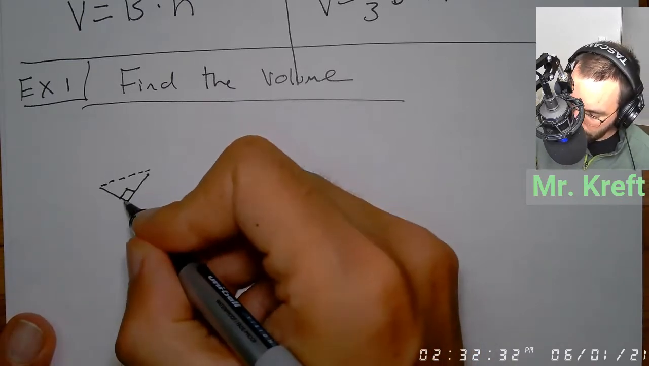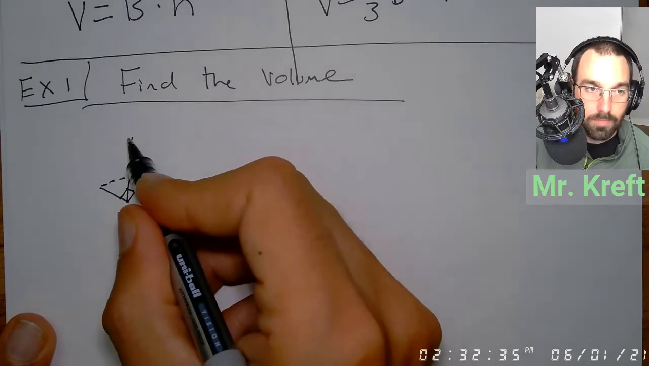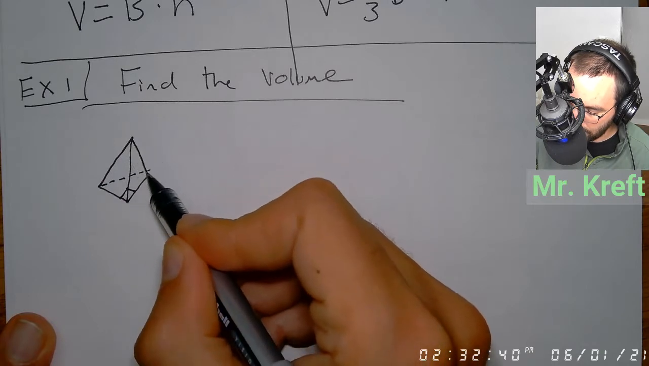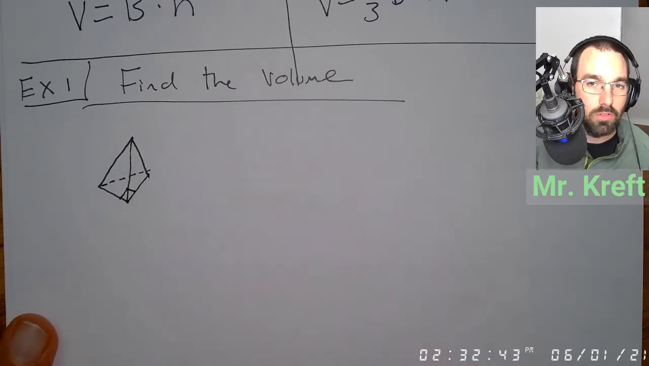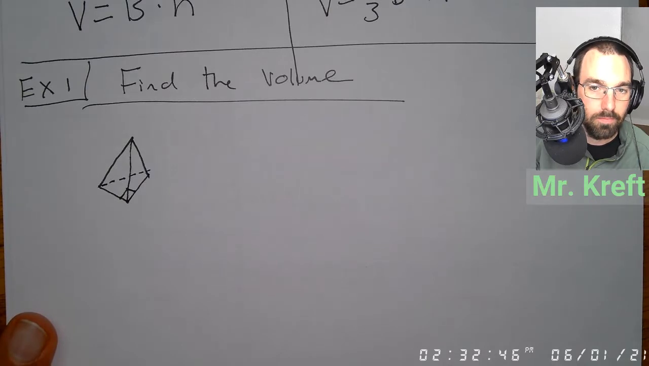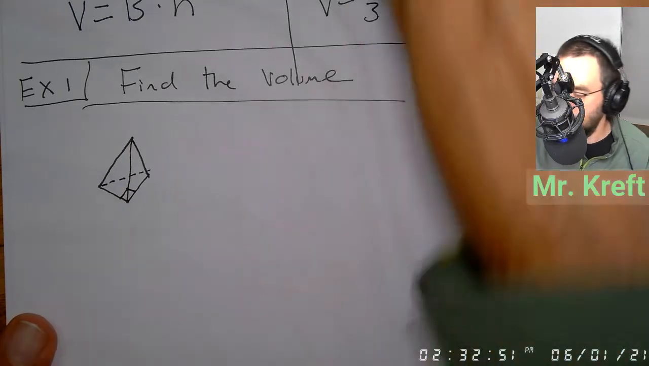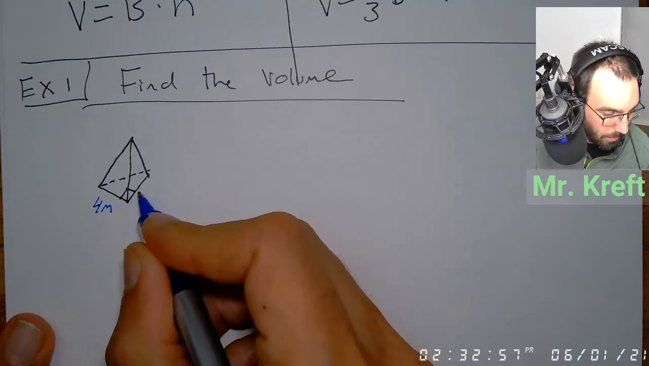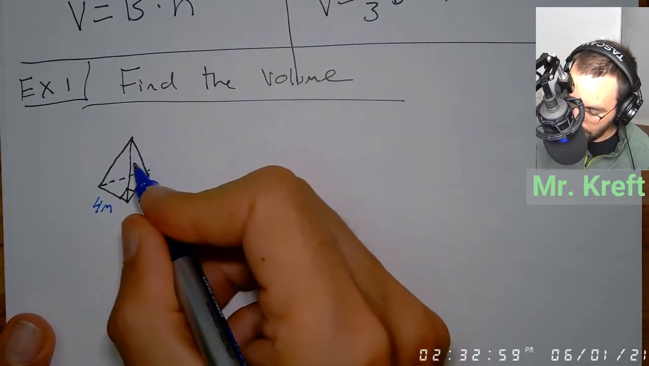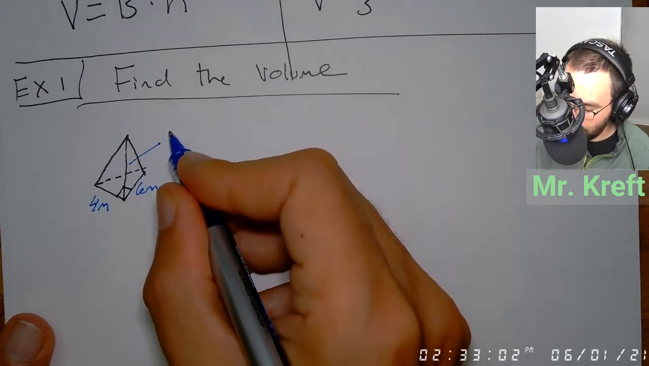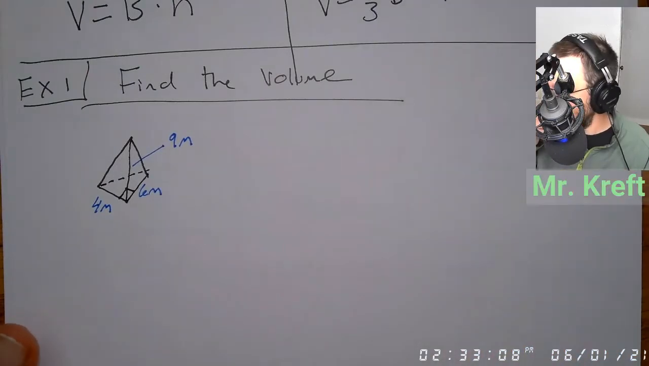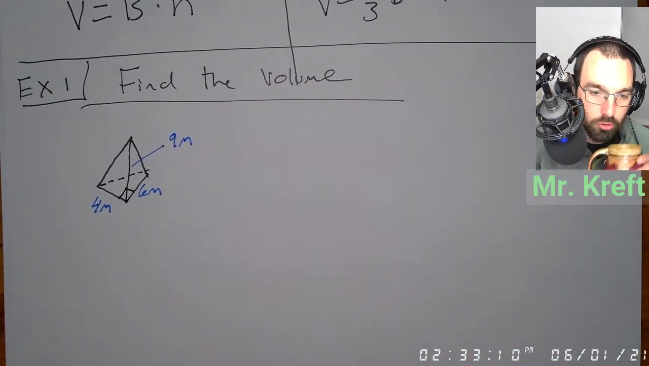Okay. Then from the 90-degree angle, I'm going to go straight up. And where I end is my vertex. And I'm going to connect here and here. And I have a three-dimensional triangular pyramid. Okay. So if we label this, I could call this 4 meters, I could call this 6 meters, and I can call the height 9 meters. Okay, so there's just a simple little problem there. And what we're going to do is we're going to find the volume of this shape.